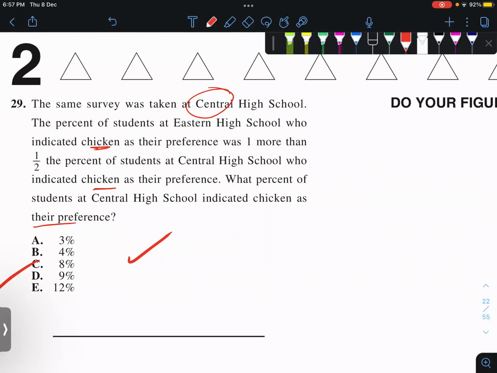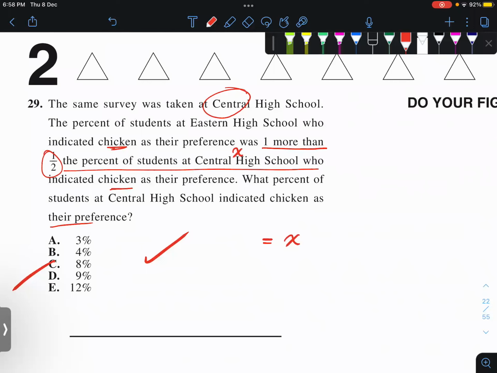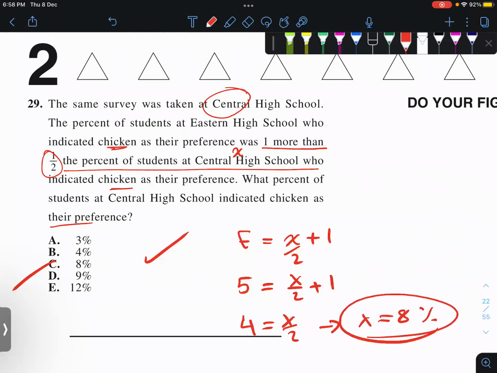How do you answer this one? When I say one more than half the percent of students at Central High School, if here is X percent, the Eastern High School percent who indicated chicken was one more than half. So here's 5 equals X over 2 plus 1. You can use shift solve, or here 4 equals X over 2, and now X is equal to 8%.